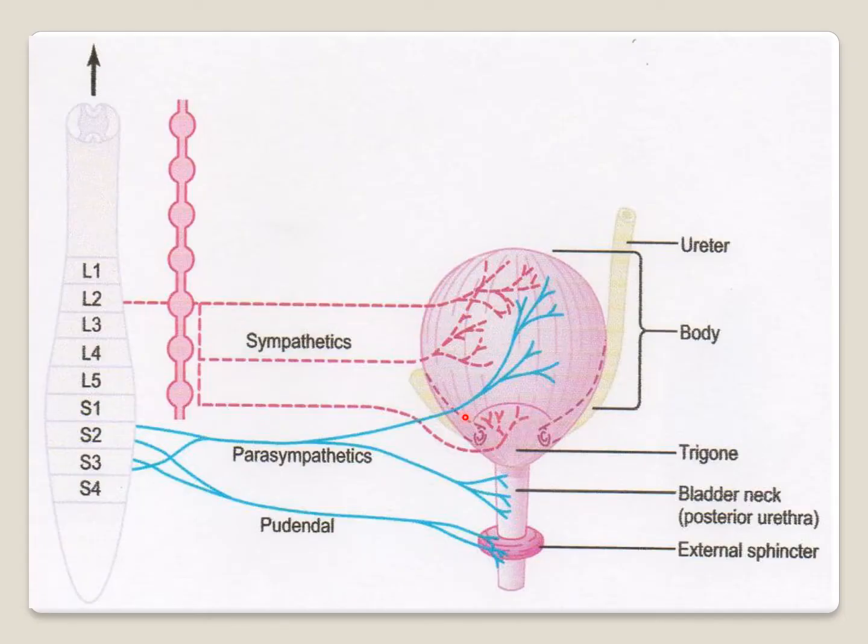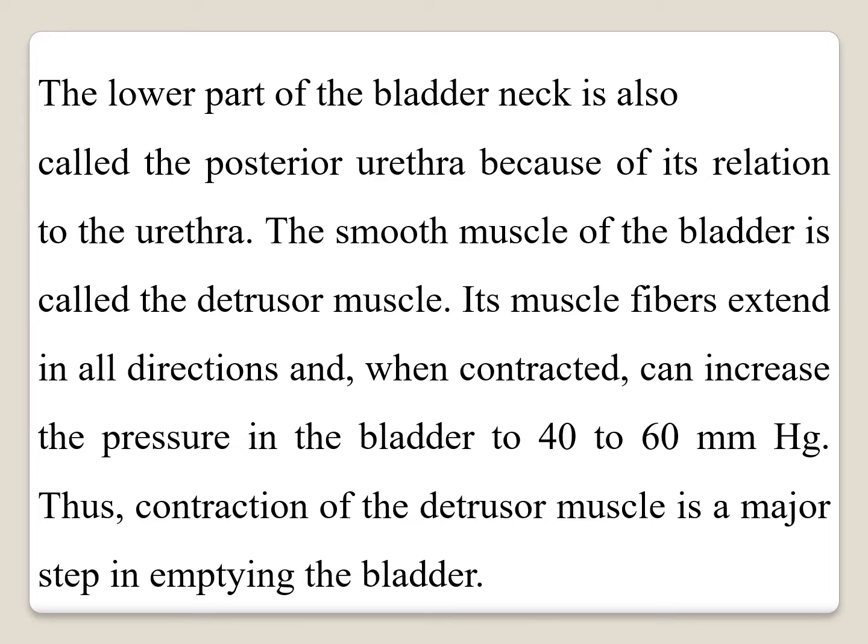This is the bladder. This is the body of the bladder. And this is the bladder neck, which is a funnel-shaped extension from the body of the bladder. This bladder neck passes inferiorly and anteriorly through the urogenital diaphragm. As I said before, the lower part of the bladder neck is also called posterior urethra because of its relation to the urethra. The smooth muscle of the bladder is called the detrusor muscle.